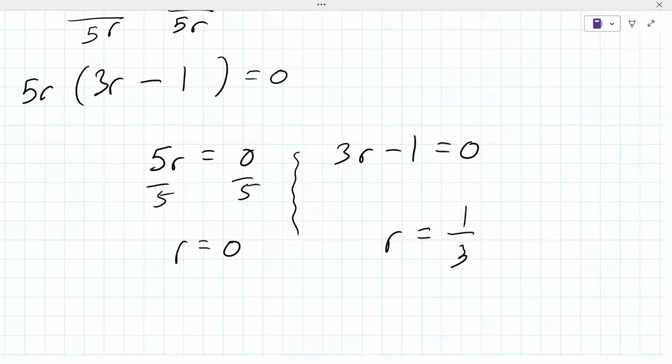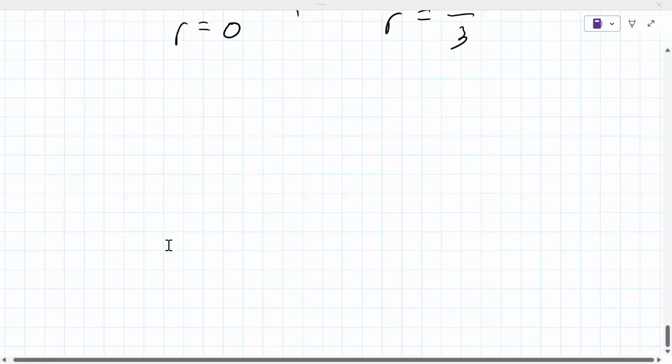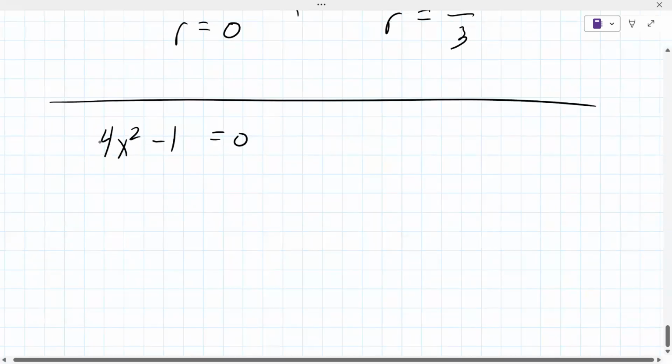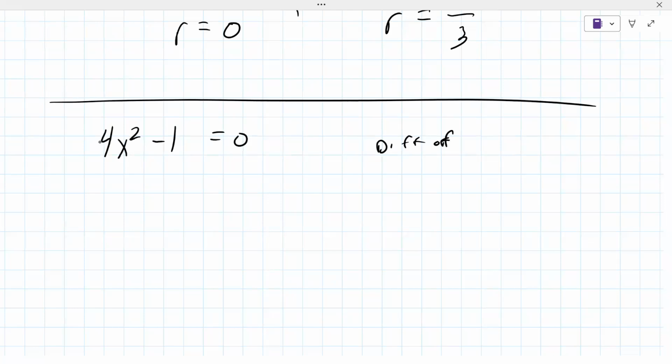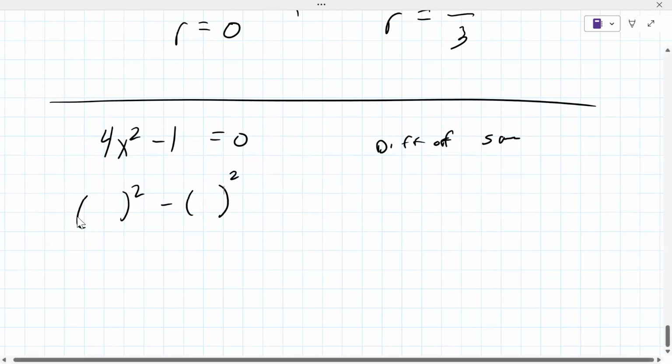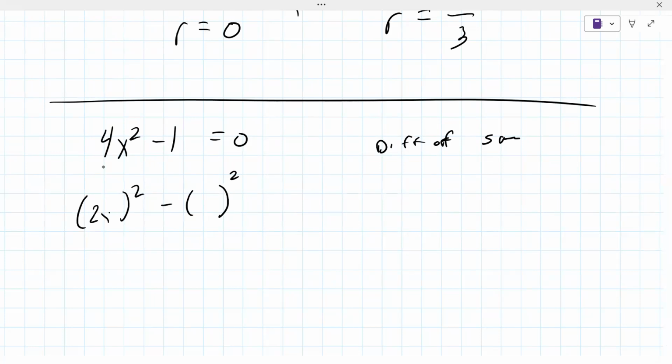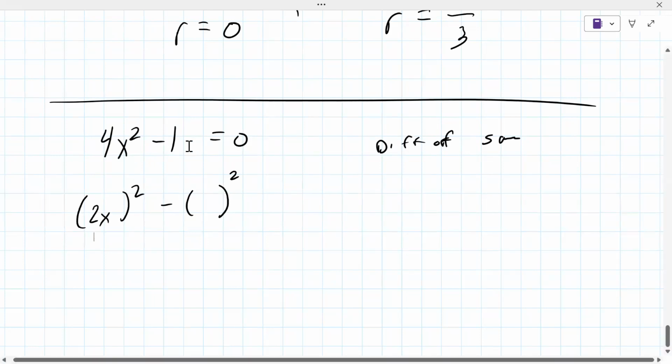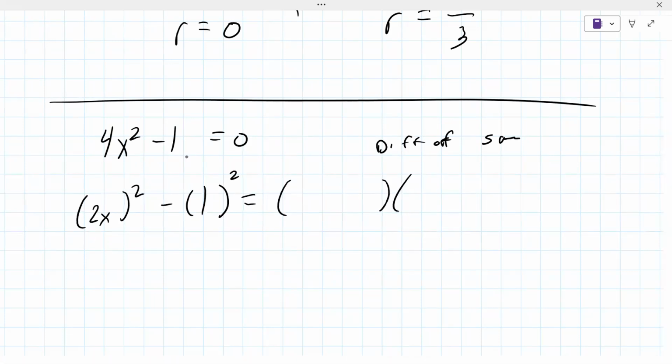All right. Let's try one more here. Let's say it's 4x squared minus 1 equals 0. This is a difference of squares. What do you square to get back to 4x squared? 2x. And what do you square to get back to 1? 1. So give me what this becomes in parentheses when you factor.